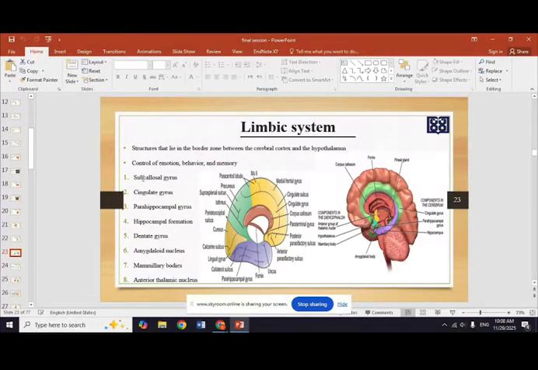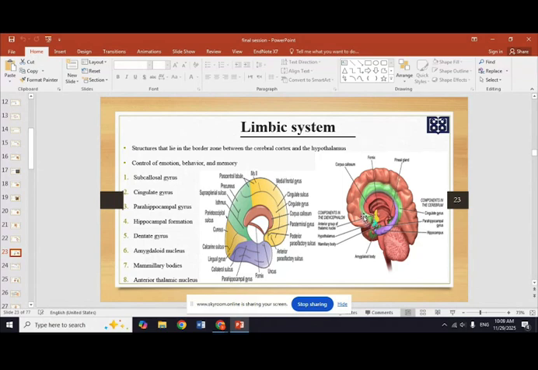We started, number one is the subcallosal gyrus. I told you in the class, sub means below or inferior. We called it subcallosal gyrus. Gyrus means a part of the cerebral cortex, and subcallosal means below the corpus callosum. The callosal came from the corpus callosum. Here we have the subcallosal gyrus.